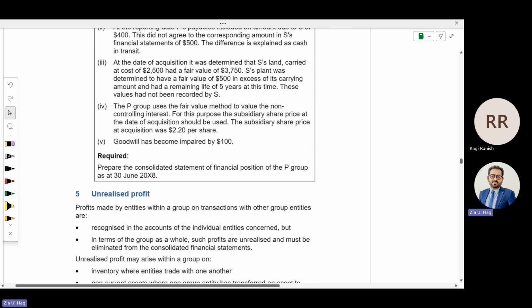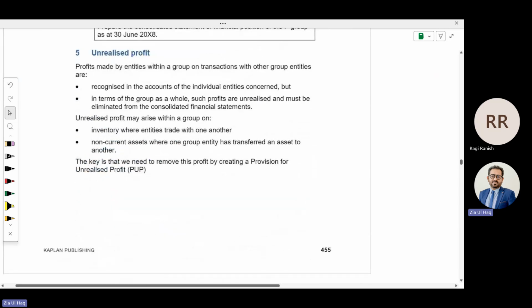There was some information about unrealized profit. What is unrealized profit? In case of intergroup transactions, if a transaction is performed at a selling price including a profit part, profits made by an entity within a group on transactions with other group entities are recognized in the accounts of the individual entities concerned. But in terms of the group as a whole, such profits are unrealized and must be eliminated from the consolidated financial statements.